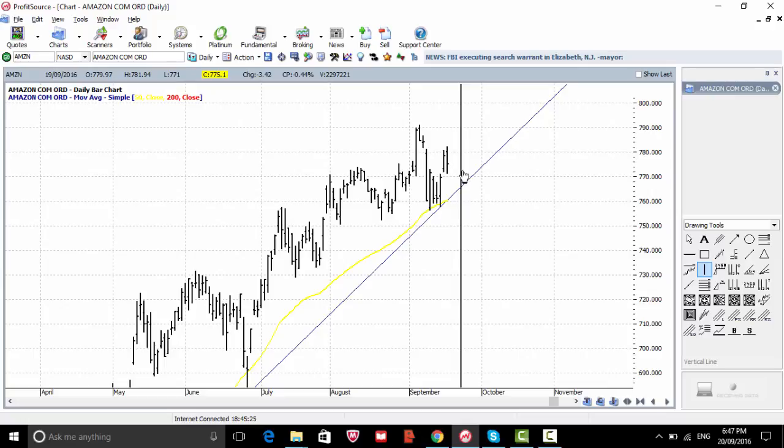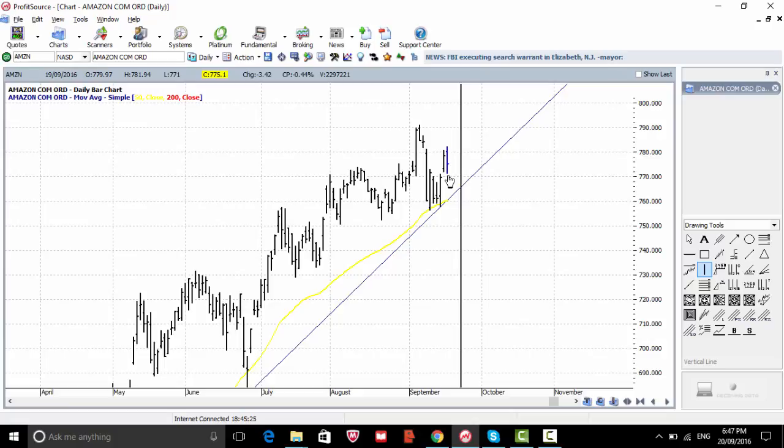Now, the stock closed at 775.1. Okay, so I'm looking at the top here. There's the date, the open, high, low, and close. So if I put my mouse on the particular trading day I'm interested in, now this is a close from the 19th of September, okay, so the last trading day, and on this particular day the stock closed at 775.1.